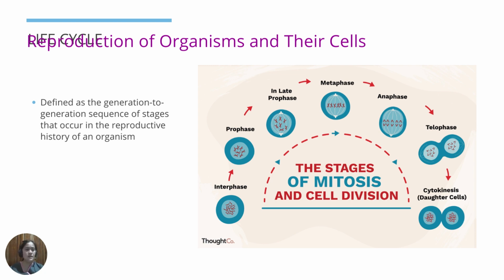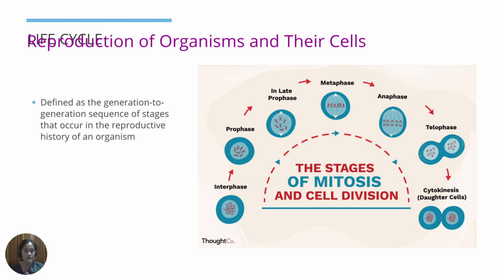So let us now proceed with the life cycle and the reproduction of organisms and their cells. Okay, so it is defined as the generation to generation sequence of stages that occur in the reproductive history of an organism. So I have already discussed last week the stages of mitosis and the cell division. So during the mitosis, meron yung tinatawag natin na interphase. Next is the prophase. There is also late prophase, the metaphase, the anaphase, telophase, and the cytokinesis.